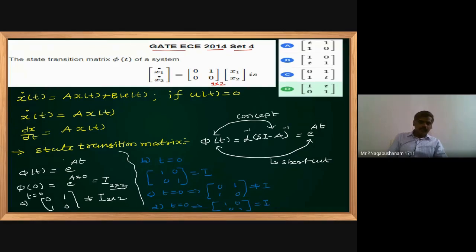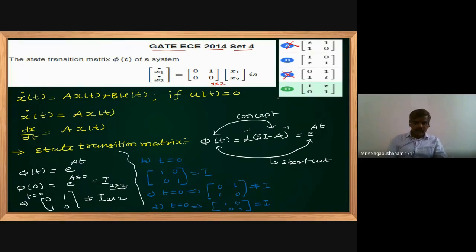Now, by using the property, you can eliminate A. A is not a correct answer. So, A is wrong. Then C also wrong. We have to check whether B is correct or D is correct.